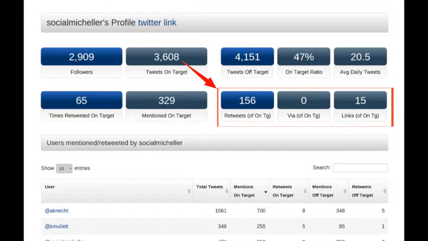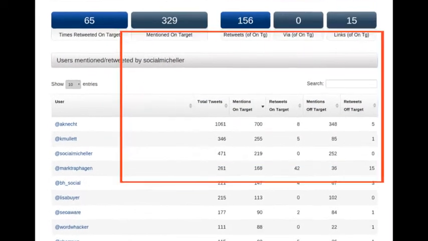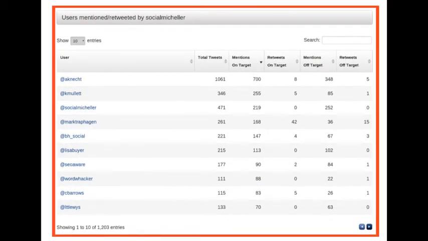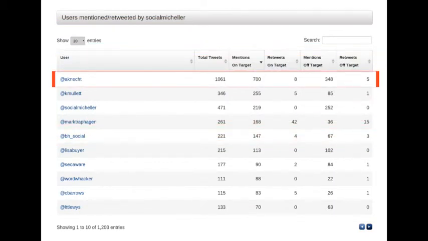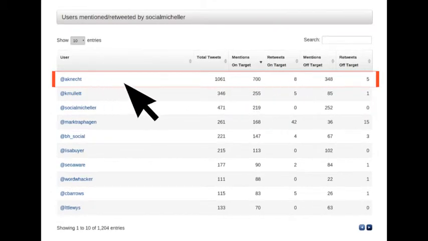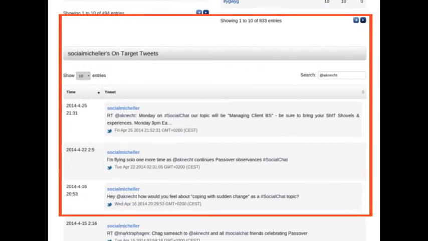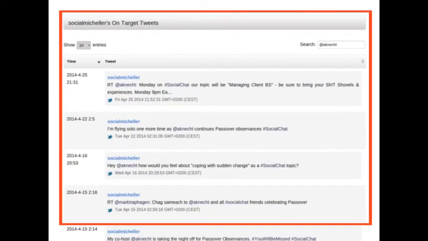But who does Michelle retweet and mention? As you guessed, we've got a table for that. Here you can see that the most mentioned user by Michelle for this hashtag is nknecht, with 700 mentions on target and also 8 retweets. In this table you can also see the retweets and mentions off target. But, most importantly, you can go to the actual tweets doing the mentions and the retweets. As a matter of fact, if you click on the mentioned username and scroll down, you'll find all the tweets on target from Michelle mentioning nknecht. You can read them and see exactly what they are about.